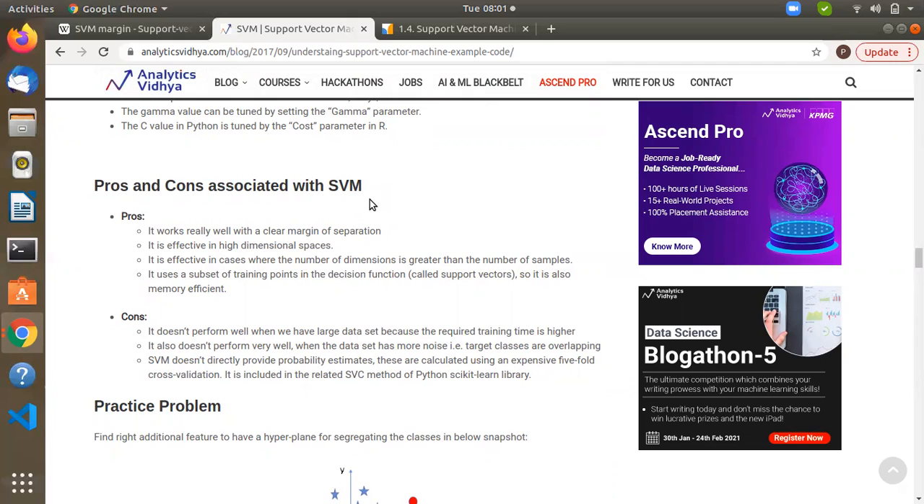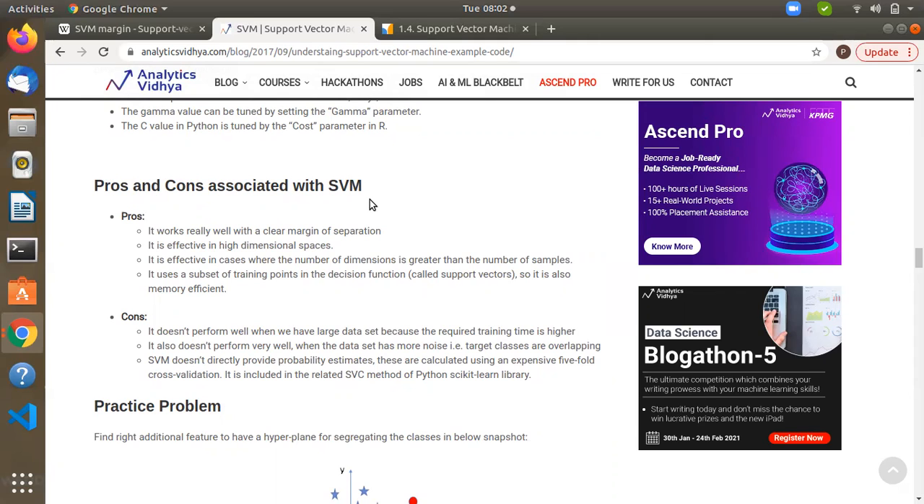It is effective in cases where the number of dimensions is greater than the number of samples. Here it is saying that if the number of features is greater than the number of samples, it uses a subset of training points for the decision function, called support vectors, so it is memory efficient. Depending upon support vectors only, we derive these parallel hyperplanes.